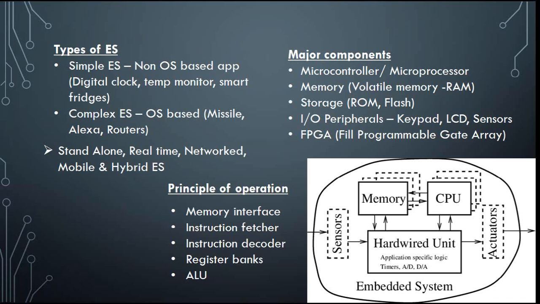So the major components of an embedded system are either a microcontroller or a microprocessor. It has to have a memory, it has to have storage, and it has to have input and output peripherals. For example, for input peripherals, we have a keypad, and for output peripherals, we have a liquid crystal display.